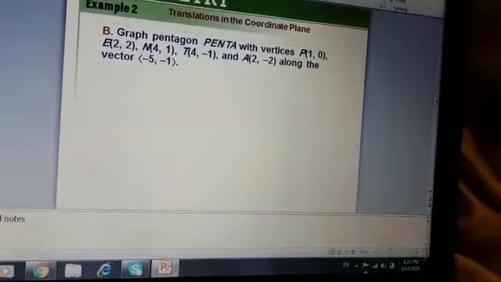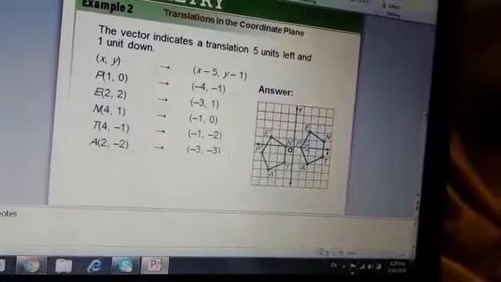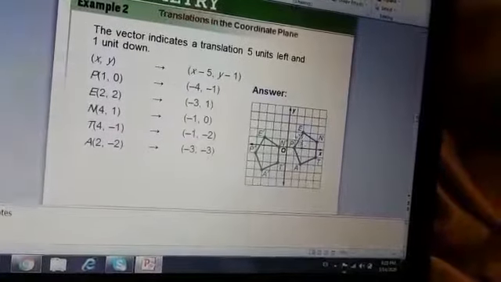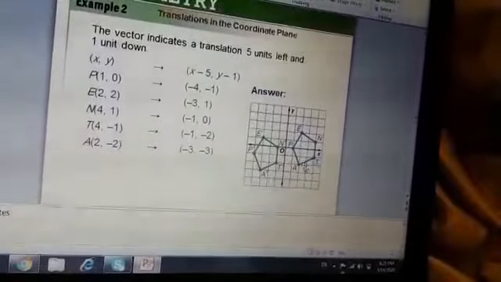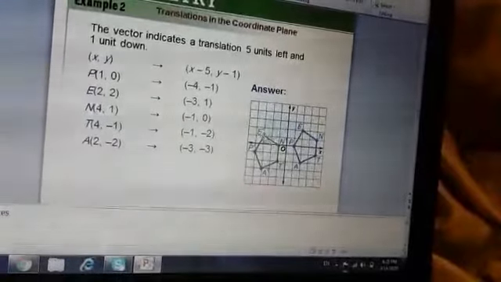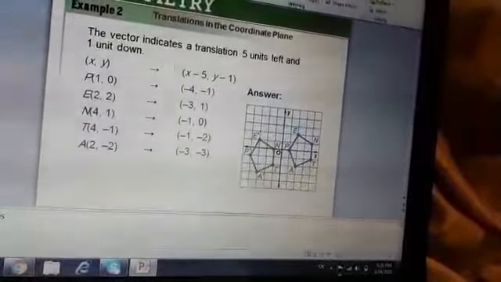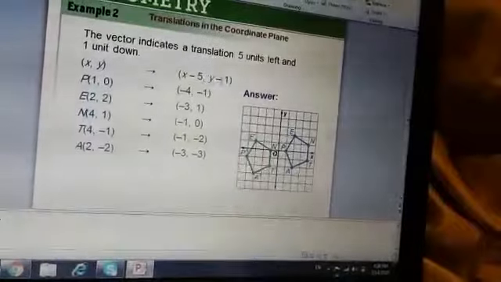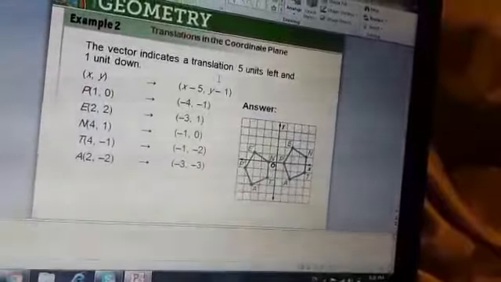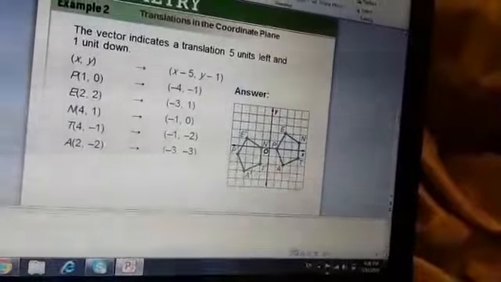After we make this translation, we will get this. Look here. The pre-image, or the main figure, PENTA. After we make the translation, we get P prime, E prime, N prime, T prime, A prime. Following the rule, x minus 5, y minus 1. From where do I get -5 and -1? From the vector. Like this, we finish how we make translation.